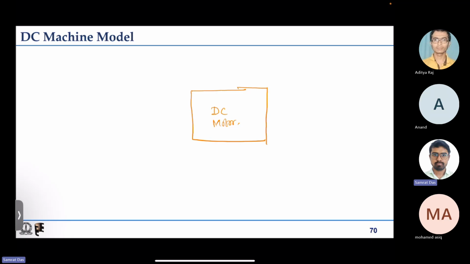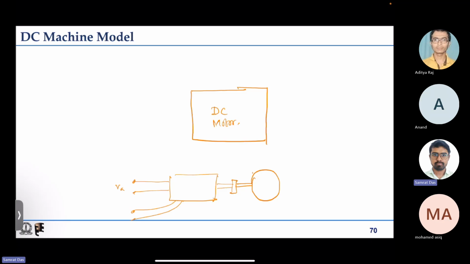So what do we mean by model? We have a physical DC machine. What are the inputs to it? We have some terminals coming out of it, say armature terminals, and we have some field terminals coming out of it, and that is the speed of it. And on the other side, we have some load. Say we have some load.